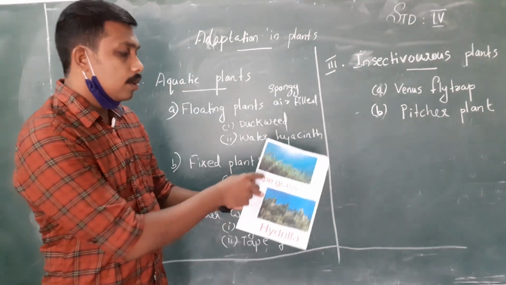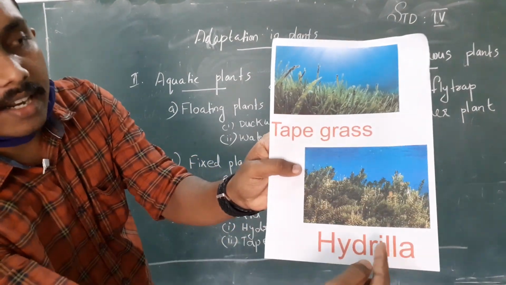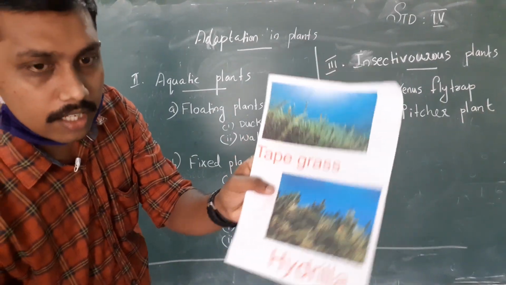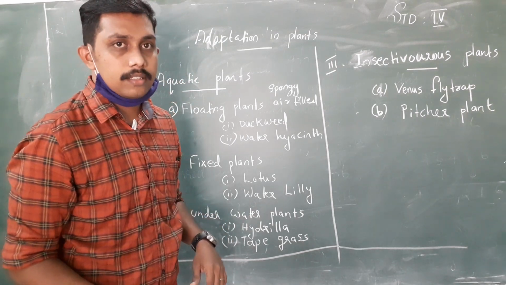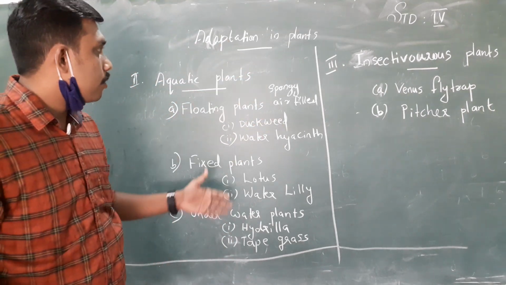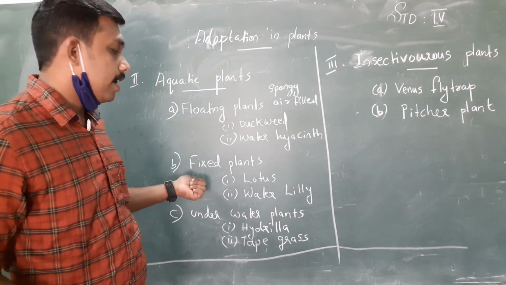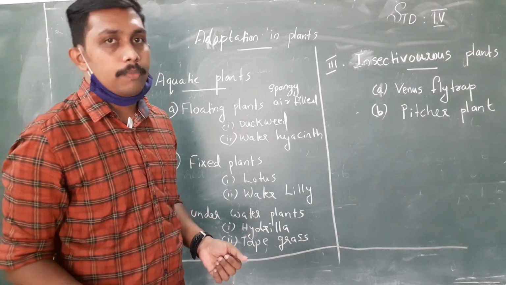In the case of tape grass and hydrilla, their leaves are narrow and ribbon-like. So these are the features of underwater plants. We have three kinds of aquatic plants. The first one is floating plants, the second one is fixed plants, and the third one is underwater plants.